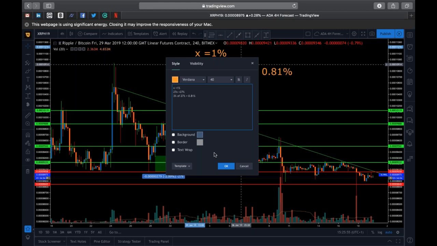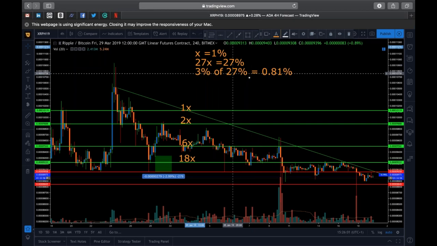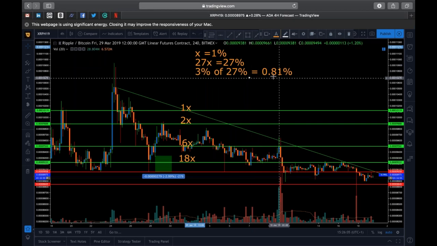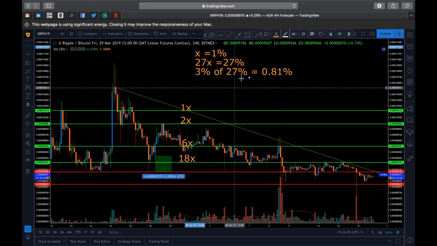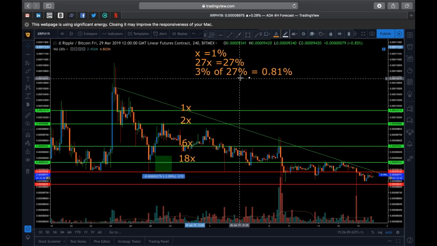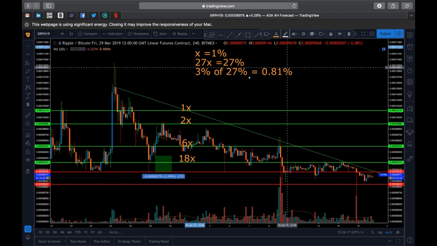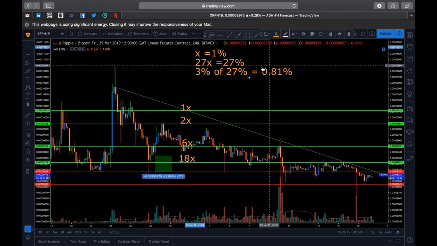So since you're using, and here is the amazing part of the staggering technique. Basically, you're using 27% of your account in one trade. You're covering a 10% spread, but your total risk of your account is only 0.8%.